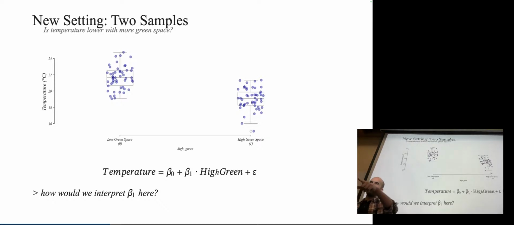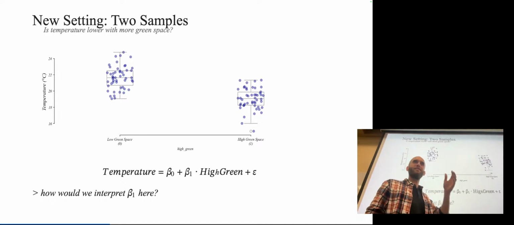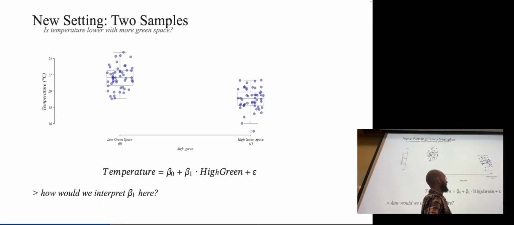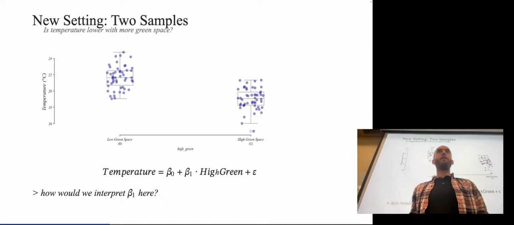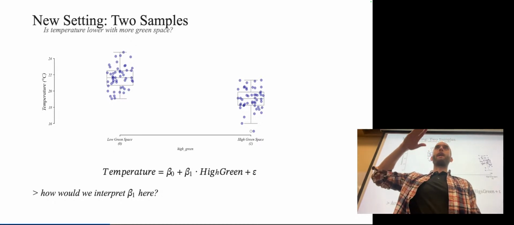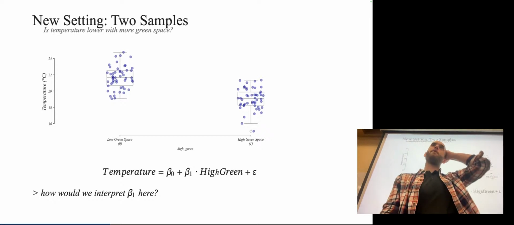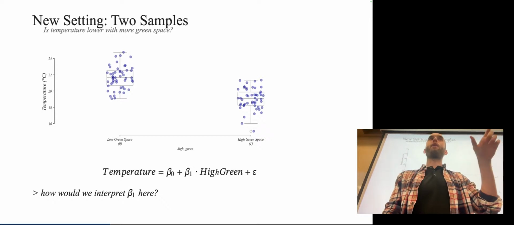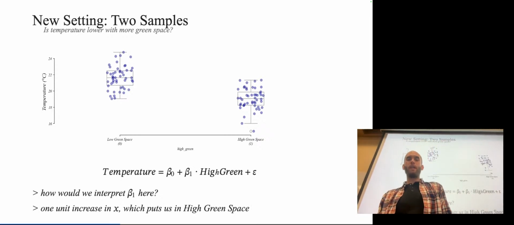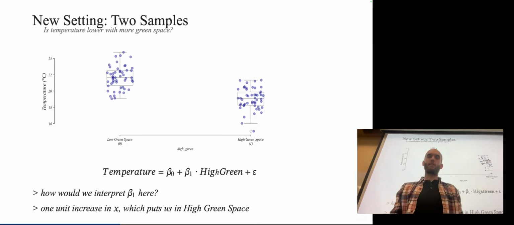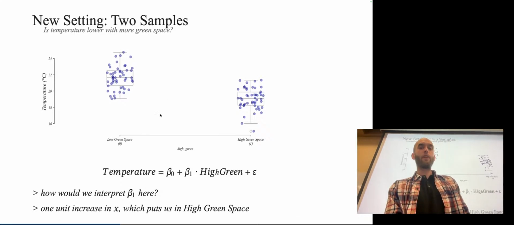Is this a simple question? Corin? It's just high green or not high green. Yeah, so we only have 0 and 1, so increasing by 1, we just go from low green space to high green space. And then beta 1, as we go from low green space to high green space, changes our temperature on the vertical axis by beta 1. So beta 1 in this case is just the difference between the two categories. A 1 unit increase in x puts us in the high green space, so beta 1 is interpreted as the difference between these two categories.